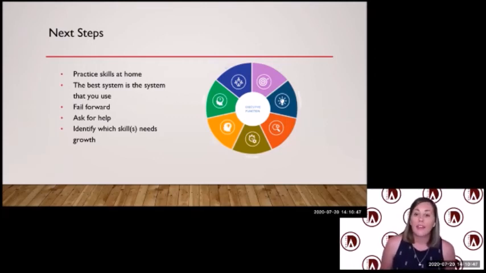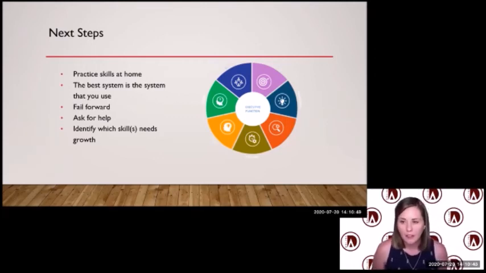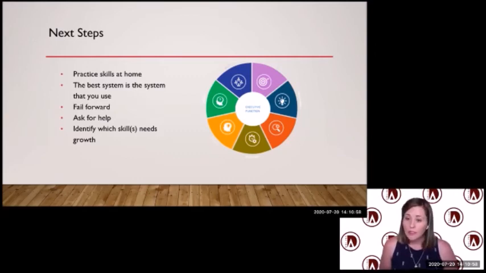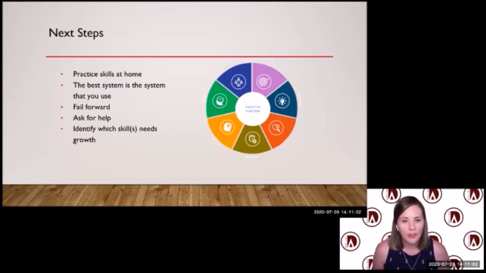So that could look like planning together as a family. It could look like Fridays at 2, we get together and talk about what our week's going to look like, what our weekend is going to look like. So you're really enforcing those skills that we're encouraging students to do at home. You're enforcing them at home.